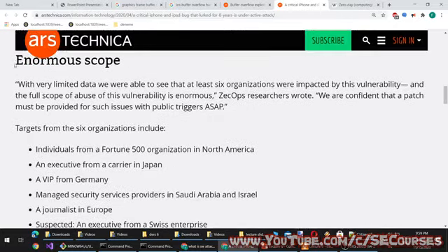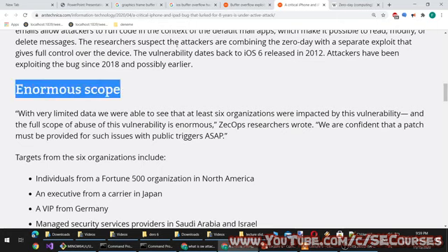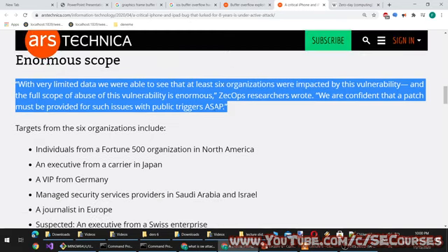And let's continue to our recent memory exploit in iOS and iPhone and iPad. So, enormous scope. With very limited data, we were able to see that at least 6 organizations were impacted by this vulnerability, and the full scope of abuse of this vulnerability is enormous, ZecOps researchers wrote. We are confident that a patch must be provided for such issues with public triggers ASAP.